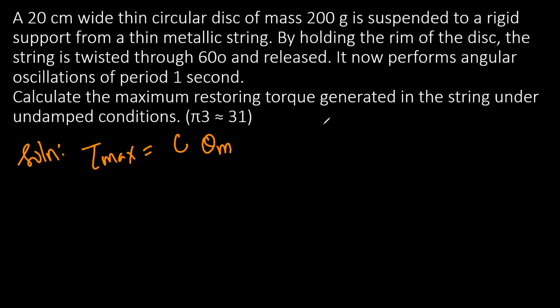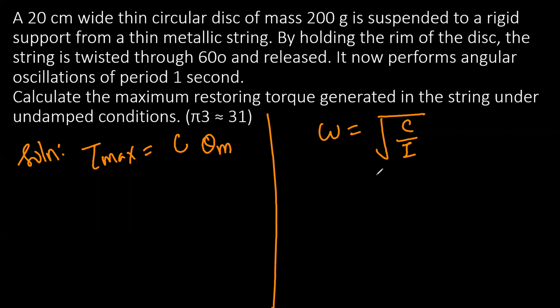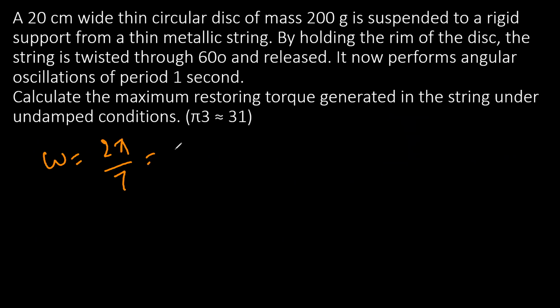See how to find C. Omega is equal to square root of C by I. So for that you require I also, and before that you require omega. So let's find omega and I. Omega is 2 pi upon T. The time is 1 second, so that is 2 pi.